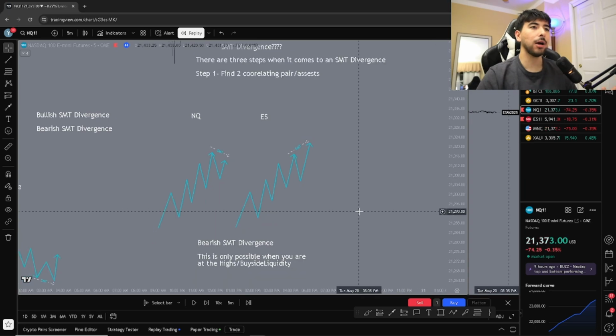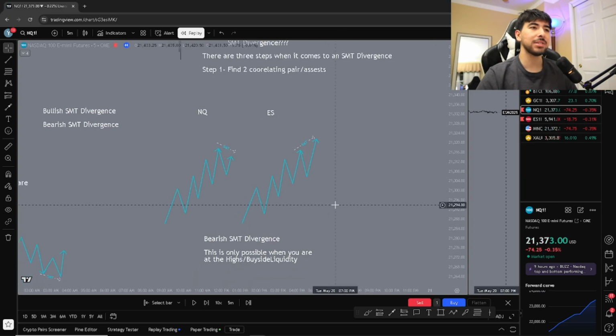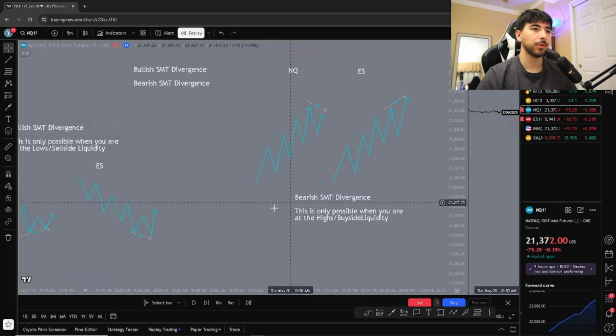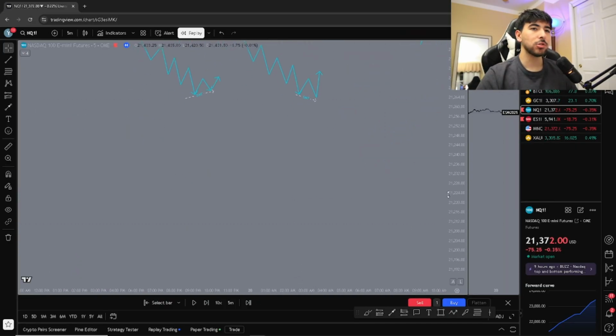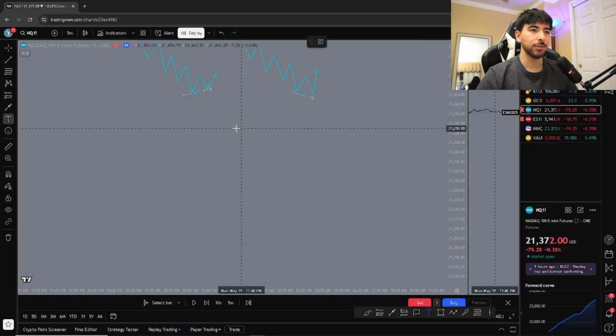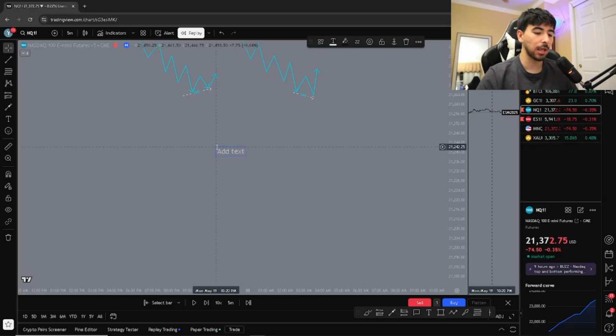Okay, now there's also some necessary steps on what valid SMT divergences are. All right, now when it comes to finding a valid SMT divergence, because you're gonna start seeing this a lot, what are some valid SMT divergences?